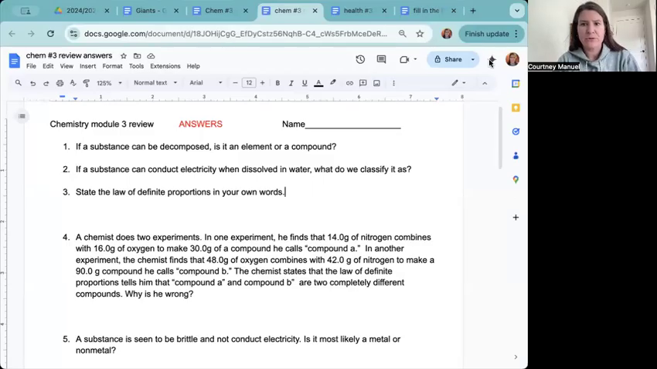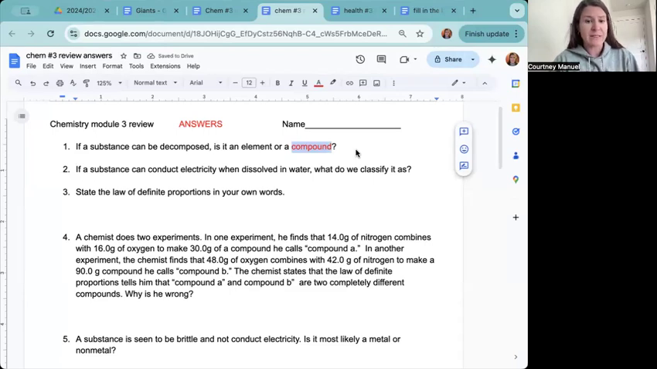Okay, chemistry module 3 review answers. Let's start here. If a substance can be decomposed, is it an element or a compound? Your worksheet might have a typo on that. And it is a compound. If it can be decomposed, it's a compound.